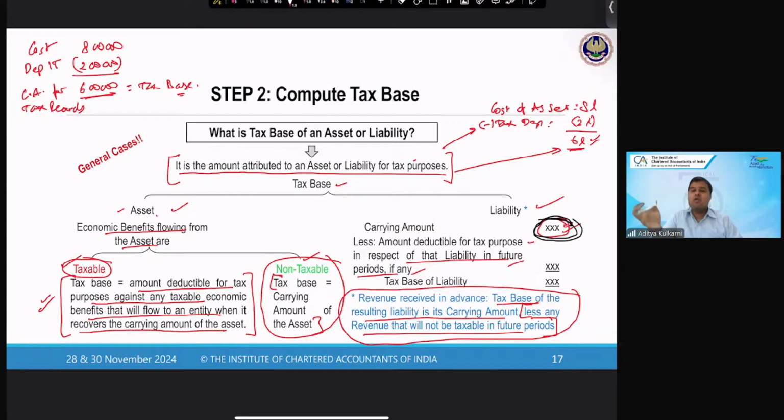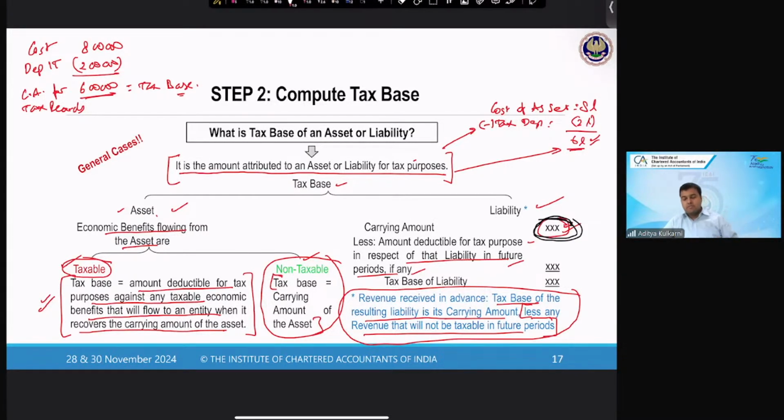Now, let us go to the definition. The items mentioned in the second part. Tax base of an asset. If economic benefits flowing from the asset are taxable, then tax base will be the amount deductible for tax purposes against any taxable benefits that will flow to an entity when it recovers the carrying amount of the asset. Are we okay with this?